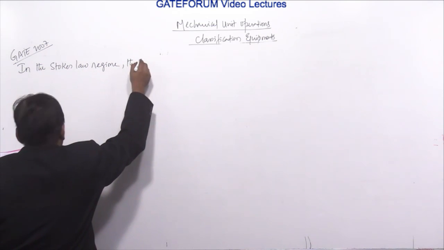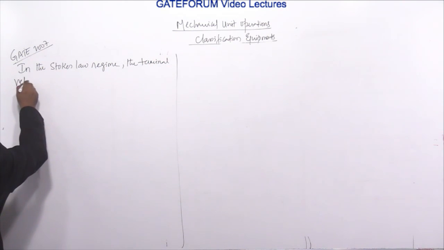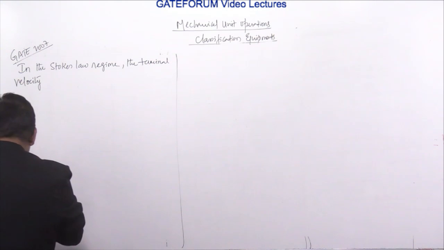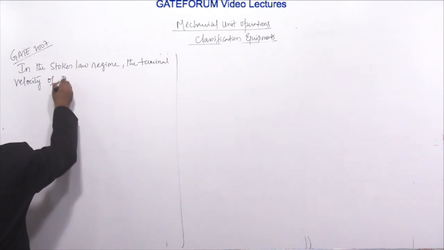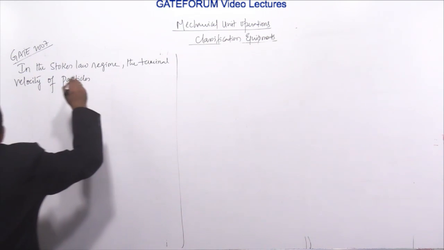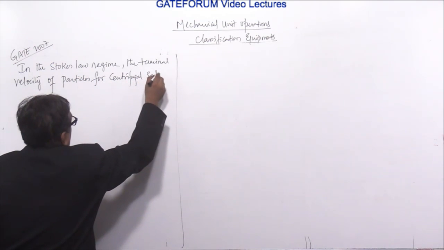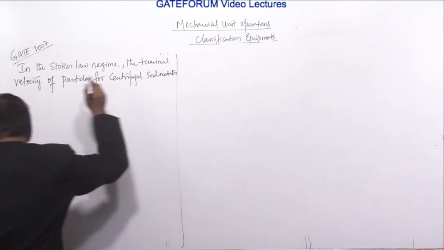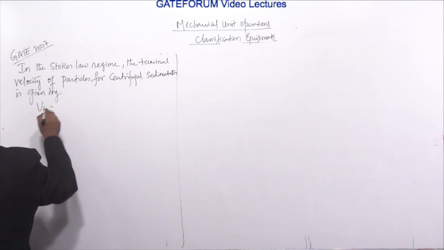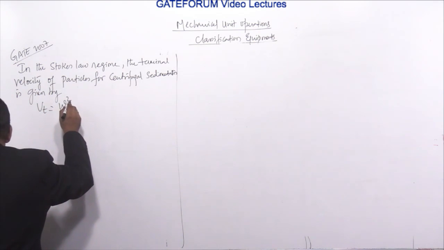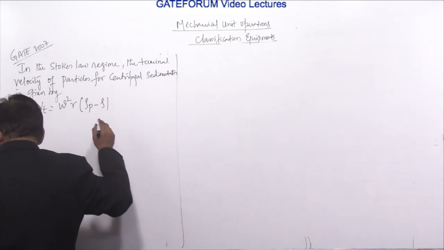the terminal velocity of particles for centrifugal sedimentation is given by ut is equal to omega square r (rho P minus rho). He has given, okay. See how good he is.